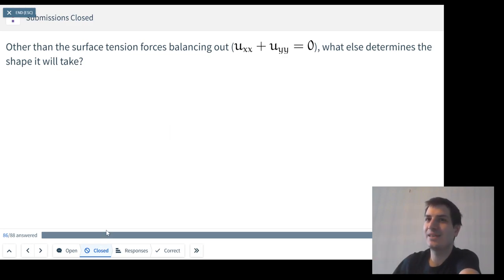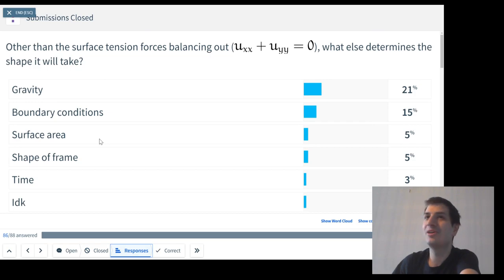Okay, so some people in the last question got this one already. They preempted this question. Let's see. So some people said gravity again. Turns out gravity does not matter a lot in this equation. Actually, okay, I think I can tell you what gravity does. Let's talk about what gravity does.